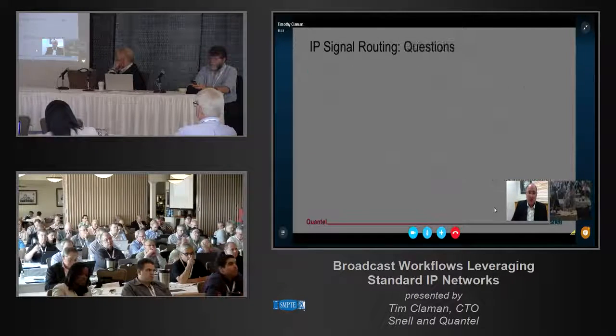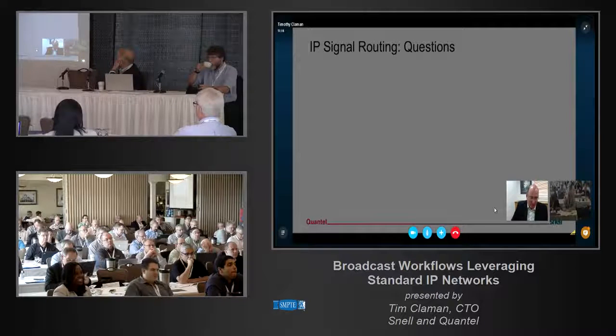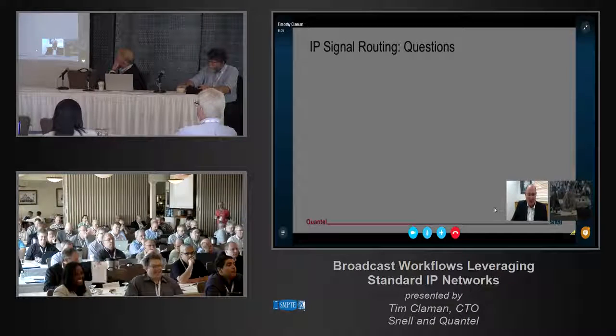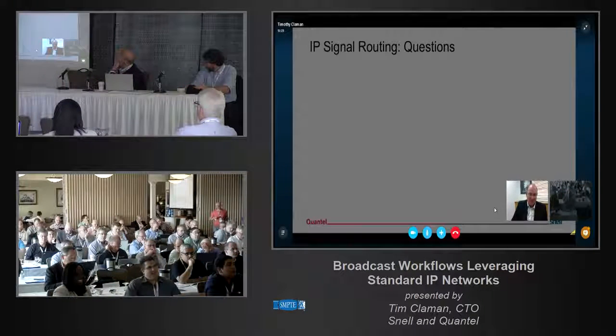So while IP signal routing is very appealing, and there I just caught myself saying routing. I'm in the UK where everyone seems to say routing, and I'm an American, so I usually say routing, but you'll probably hear me mix it all together as I'm over here mixing my languages.